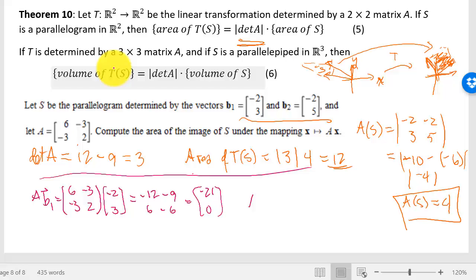The second vector, B2, gets sent to, so we'll do the same computation. So I have a -12 minus 15. So that looks like it's going to be -27. And then the second row, that's going to give us a +6 and a +10. And so that's going to give us 16. So it looks like our second vector is this.